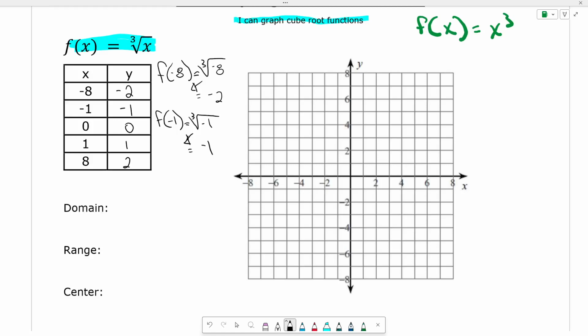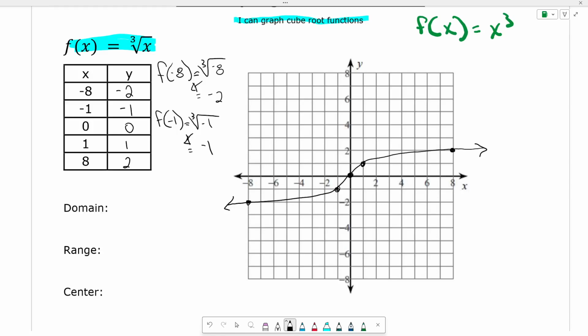I go and graph these over here on my graph. I have negative 8, negative 2, so I go to the left 8, down 2 places. Negative 1, so left 1, down 1, always starting at the origin. Here I have 0, 0, 1, 1, and 8, 2. And my graph looks like this. Coming along through here, a little curve in here, and through this way. Our cube root functions are all going to look real similar to this.